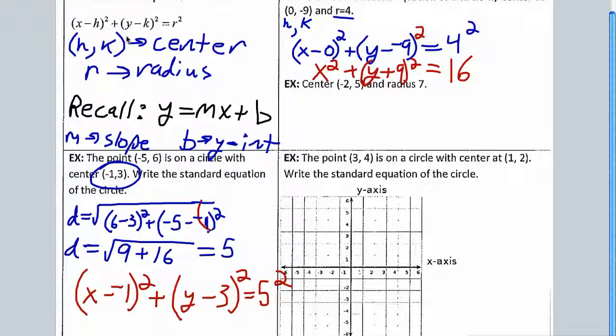Really, just getting that visual in your head of what's going on is probably the most important part. Beyond that, using the distance formula, which you should be comfortable with by now, and then putting it right into the equation of a circle. Okay. Let's do the next example.